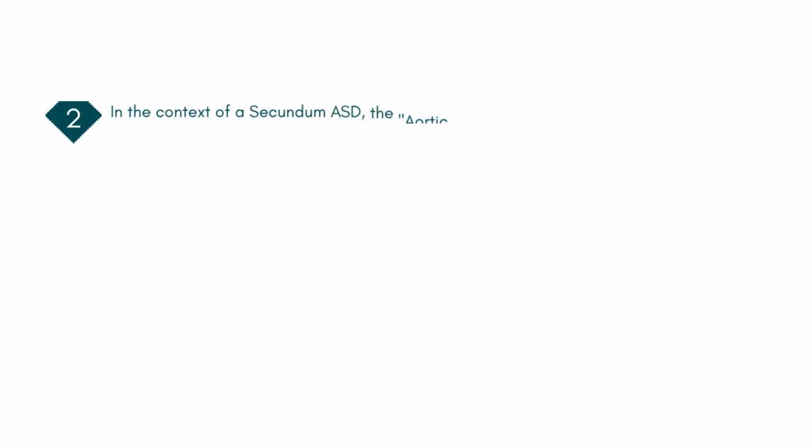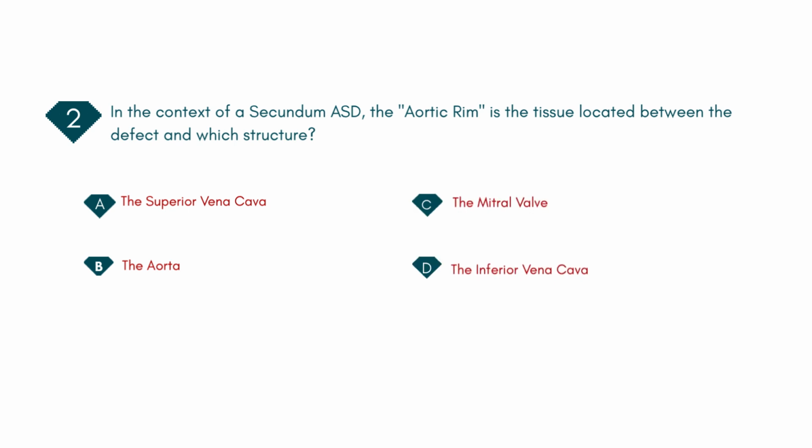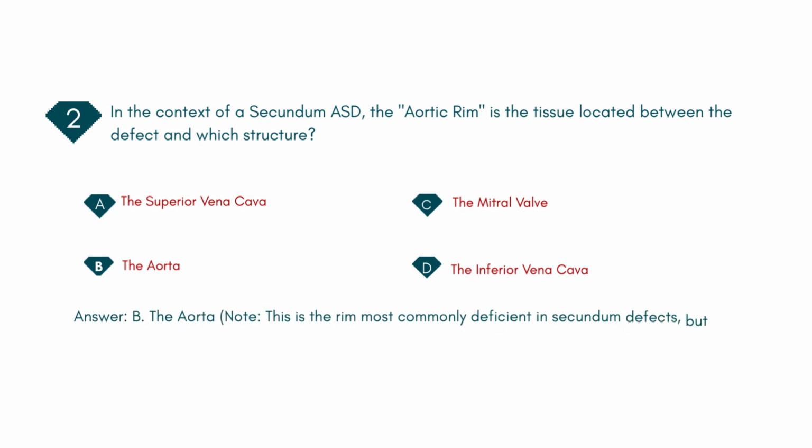In the context of a secundum ASD, the aortic rim is the tissue located between the defect and which structure? A. The superior vena cava. B. The aorta. C. The mitral valve. D. The inferior vena cava. Answer: B. The aorta. Note, this is the rim most commonly deficient in secundum defects, but closure is still often possible.